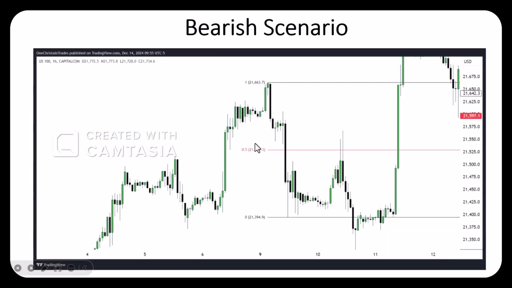Let's check out more examples. Let's see bearish scenarios. Pardon me.